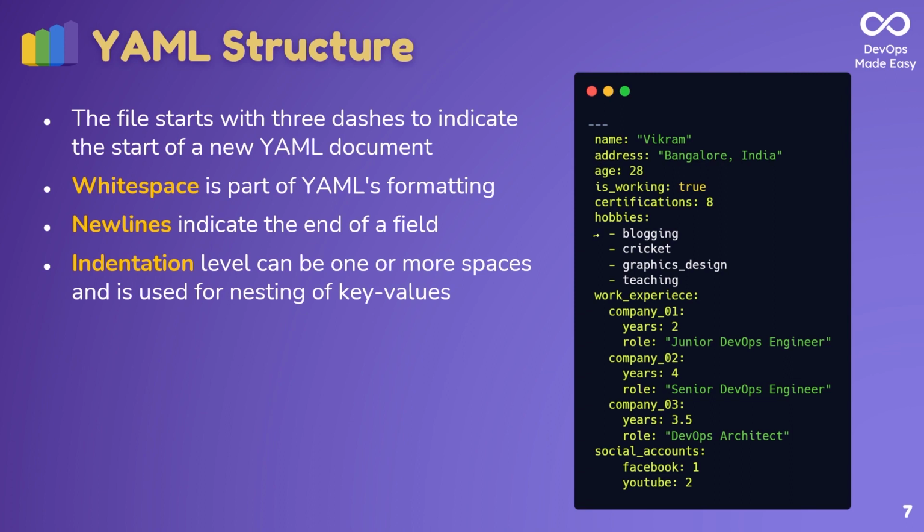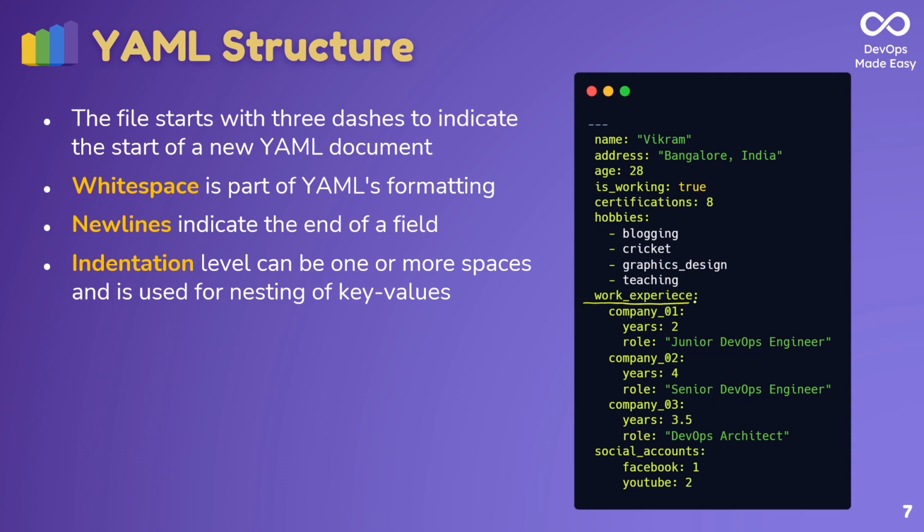Okay, so here I have used two white spaces. This is a part of YAML formatting, and new lines indicate the end of a field. So here working is a key and true is a value. The next line indicates the end of this field. So new lines mark the end of the previous field, and the white spaces are a part of YAML formatting. An indentation level can be one or more spaces and is used for nesting of key value pairs.